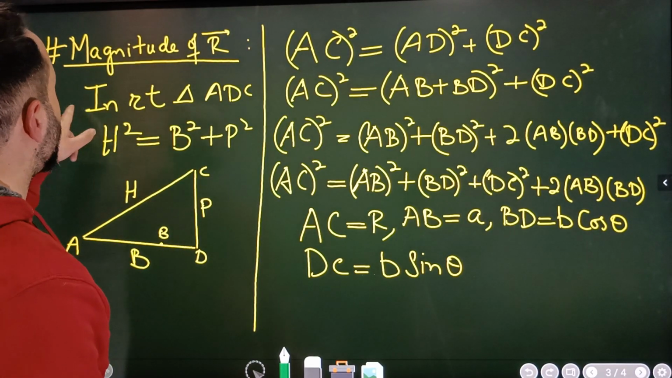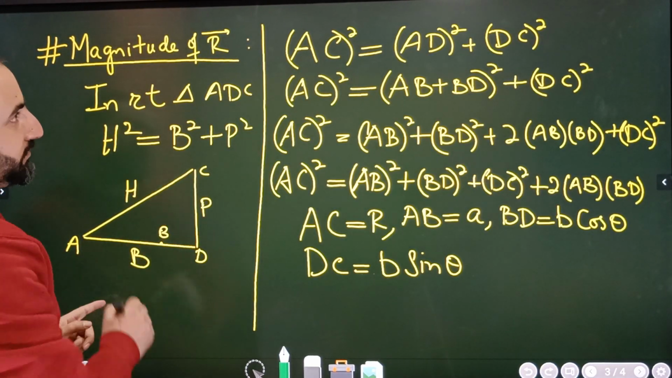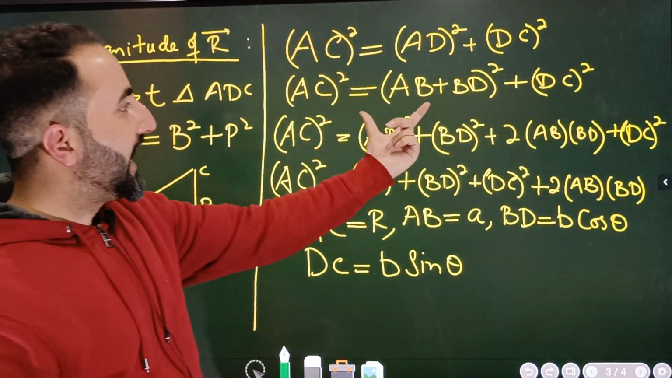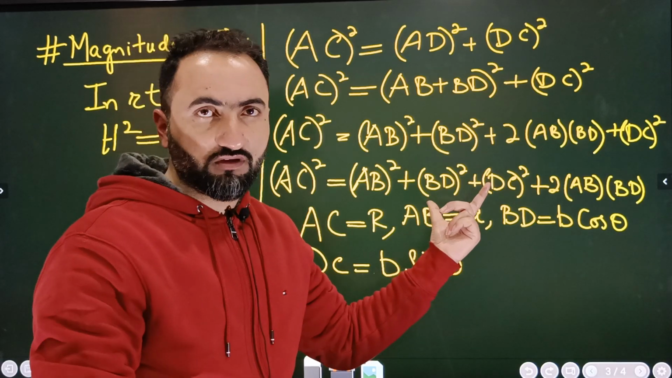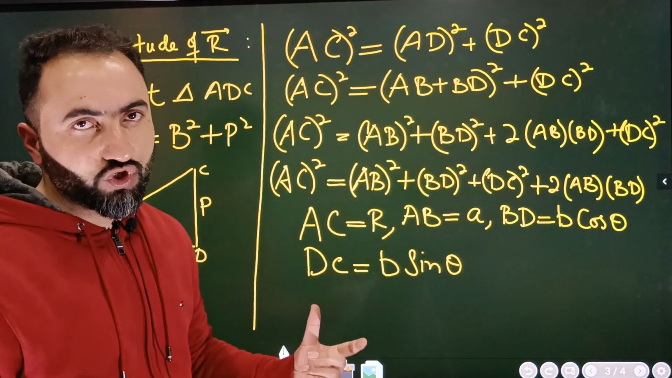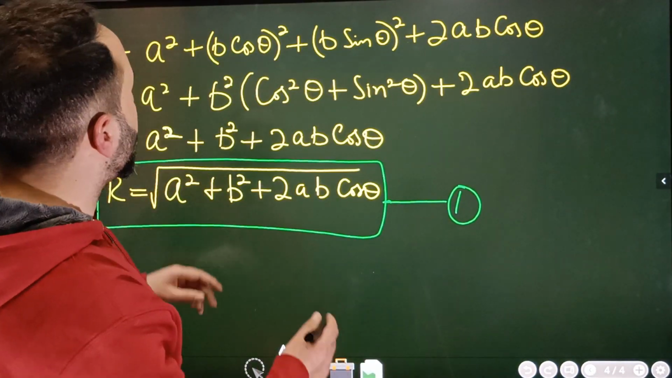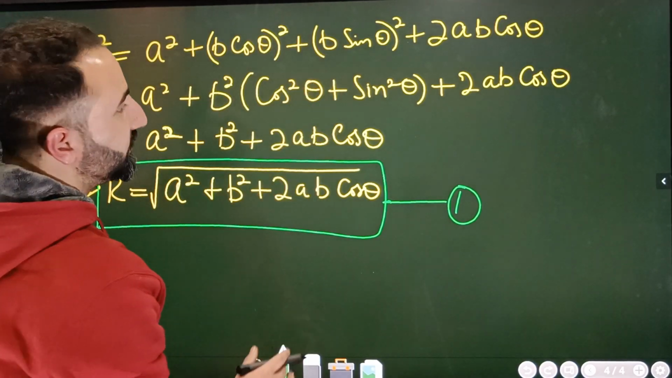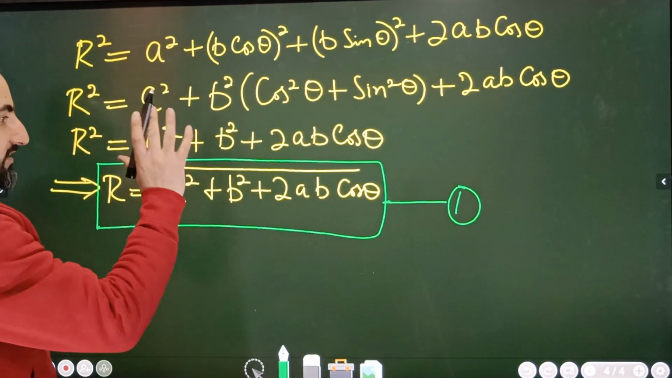Next, in order to calculate R, I have redrawn the diagram here. I used PGT, the Pythagoras theorem, then a simple identity that a plus b whole square is equal to a square plus b square plus 2ab cos theta. Then a simple substitution will do, and finally here we are. Then I played with this mathematical equation a bit, using cos square theta plus sin square theta equal to 1. So finally you have this equation.